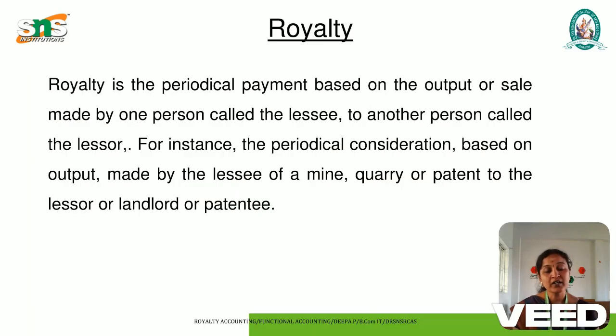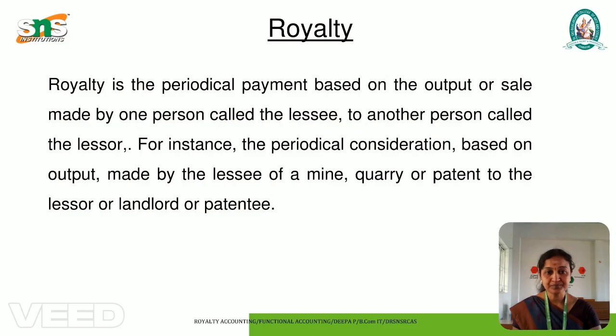Next, royalty is actually a periodical payment paid by the lessee to the lessor, based on the output or sale made by the lessee. Actually, the periodic consideration is based on the usage of mines, quarries, or patent which has been used by the lessee with the permission from the lessor.